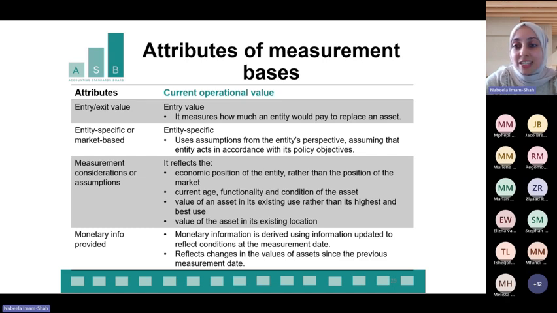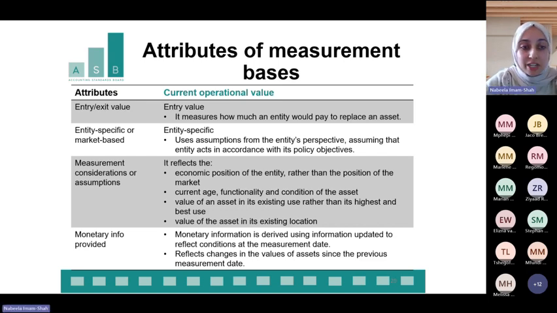Now, measuring the existing use of the asset disregards potential alternative uses and any other characteristics that could maximize its market value. Lastly, then, on the measurement considerations and assumptions, COV reflects the value of the asset in its existing location.